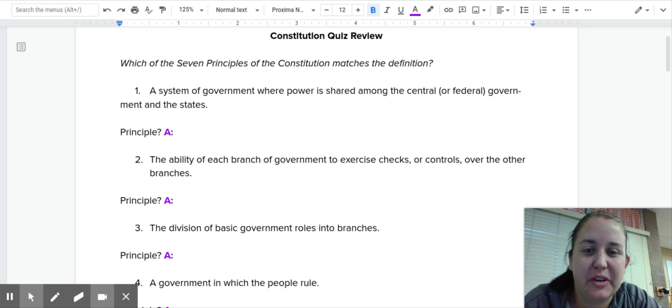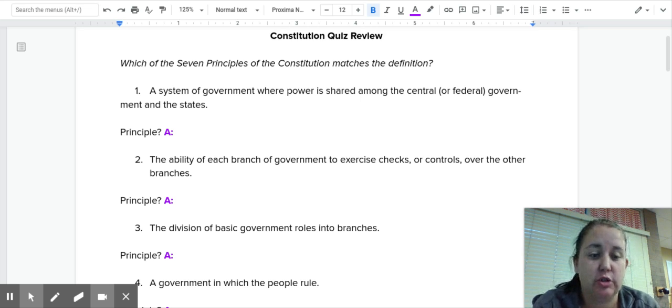Hi, let's review for the Constitution quiz. Number 1, first of all, in this first part, we're matching the 7 principles of the Constitution with their definition. So we have here the definitions. We're trying to fill in what the 7 principles are.